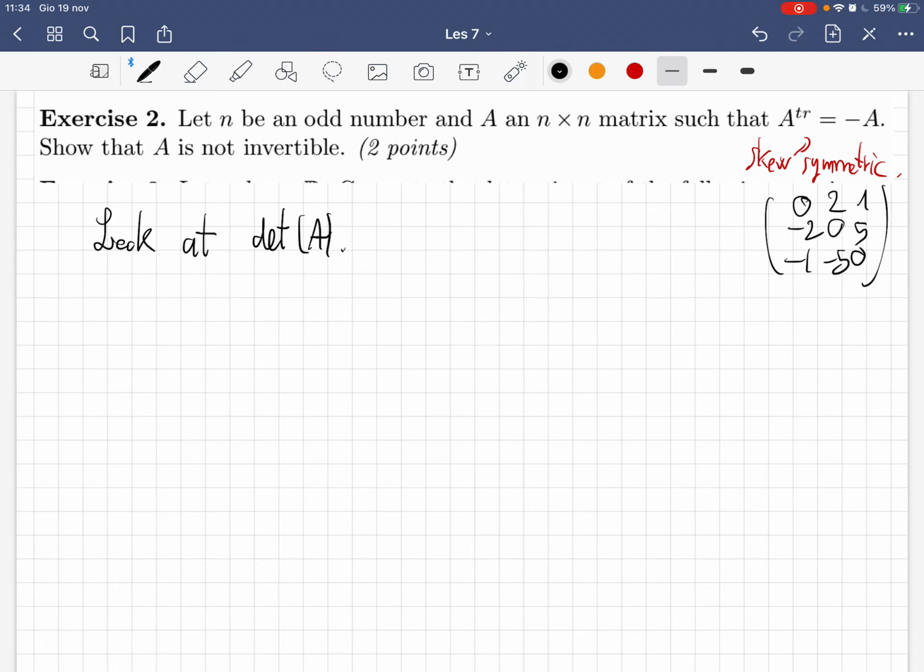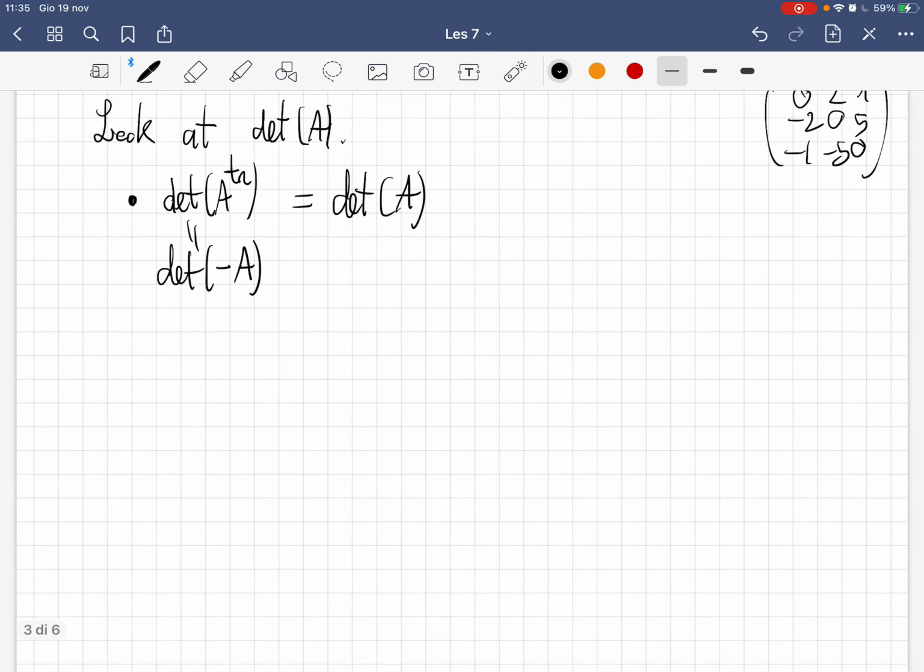And so now we have to recall a few theoretical facts. One is important, namely that the determinant of the transpose is equal to the determinant of the original one. So this is important. Don't forget this. But now the transpose is equal to minus A, so this is the determinant of minus A. Okay. Now let's be careful here.